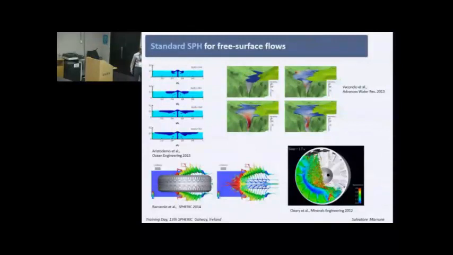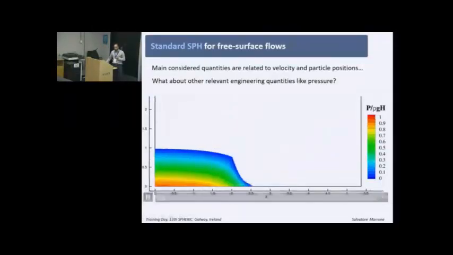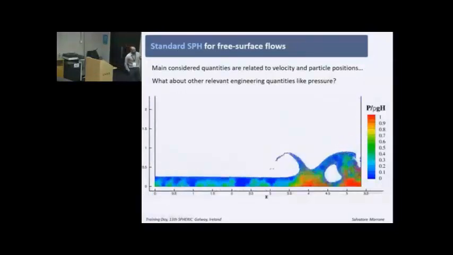So you can see that SPH has been used for many different engineering applications. But in most of these applications, what we see is the distribution of the flow, so particles, and velocities. So generally, these are the two quantities that we look at with the standard SPH. What happens when we look at pressure, for example? That is one important quantity that is addressed in engineering. So this is the dam break with the standard SPH, and this is the pressure field.